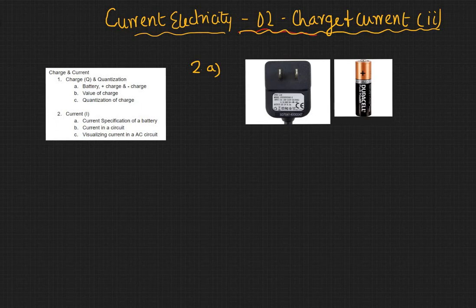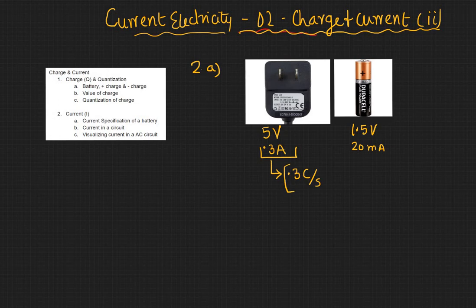So let's take an adapter and a battery. You will find two specifications. One is the voltage, and the other says how many amperes. The adapter says 0.3 amperes, and batteries are usually 1.5 volts and say 20 milliamperes. What this means is this device is capable of producing 0.3 coulombs per second.